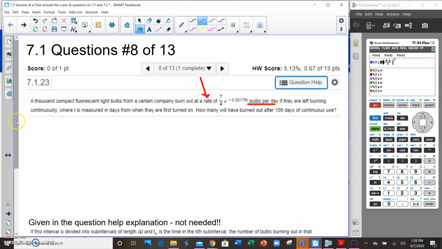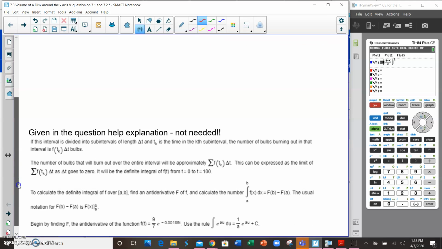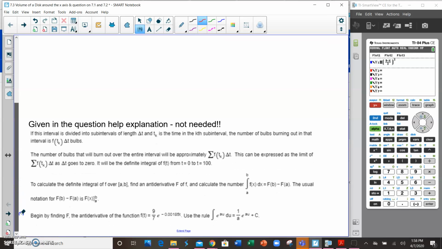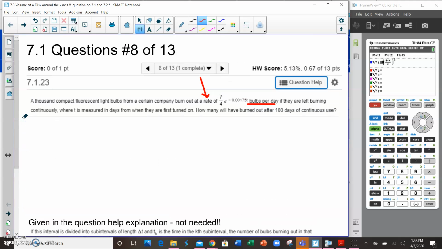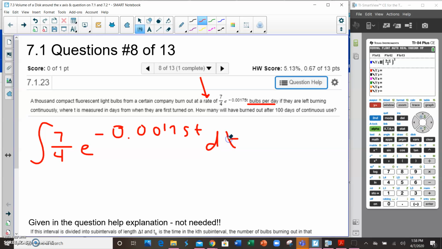Now, if you tried this problem, holy cow, when you went to the answer explanation, they gave you all of this stuff about summation and change in t that you did not need. That's a lot of information that you don't need. This problem is actually pretty simple once you know how to do it. You simply integrate the velocity. So you integrate your rate equation, which is 7 e to the negative 0.00175 t, and I apologize, I don't have my stylus yet, dt.